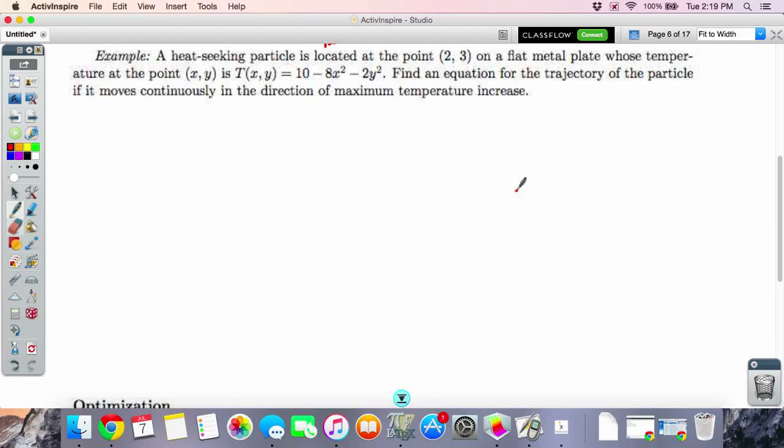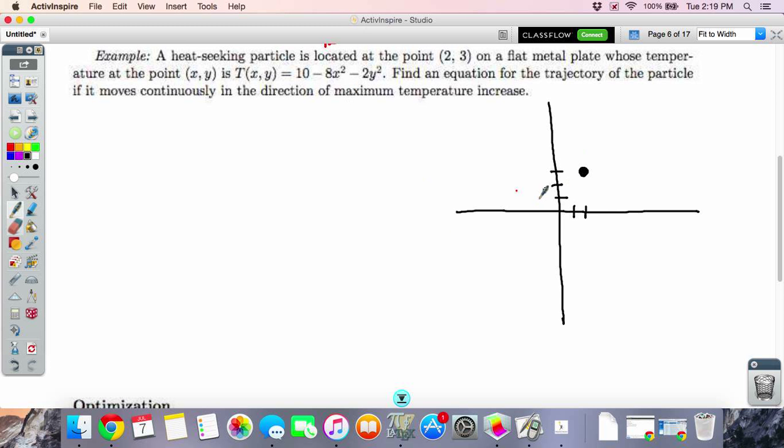So the last part of this, the last example here, is sort of an applied example, but it's the same type of thing. So I'm going to draw a picture as I go. A heat-seeking particle is located at the point (2, 3) on a flat metal plate. Here's a heat-seeking particle. It's on a flat metal plate whose temperature at any point is given by this function.